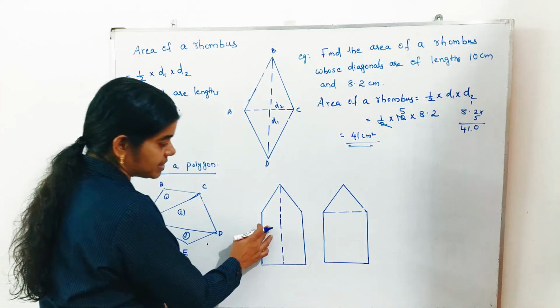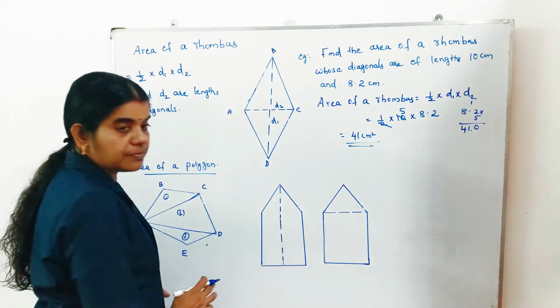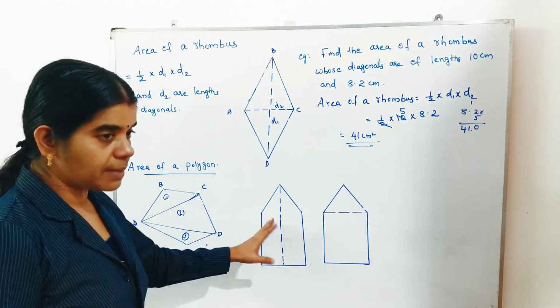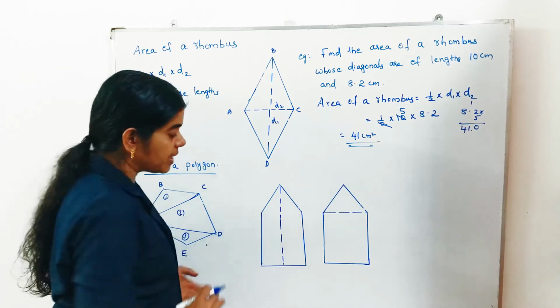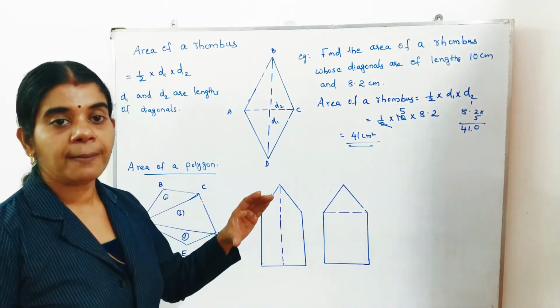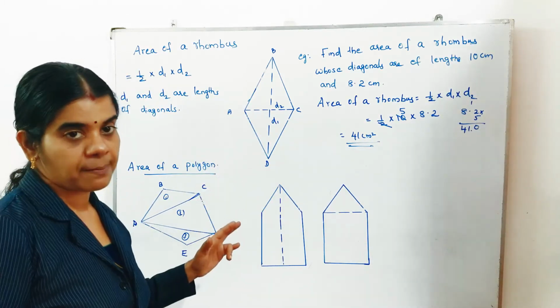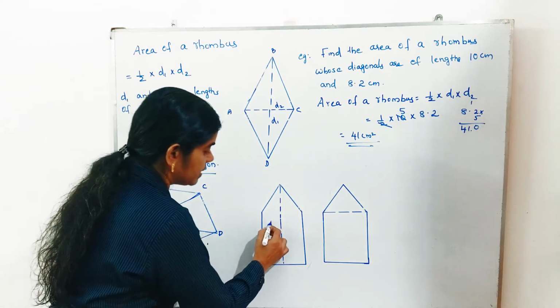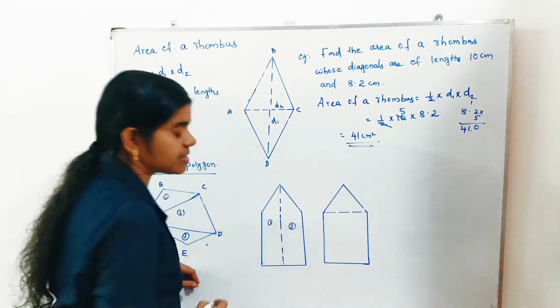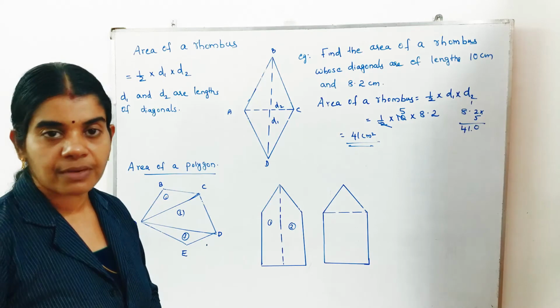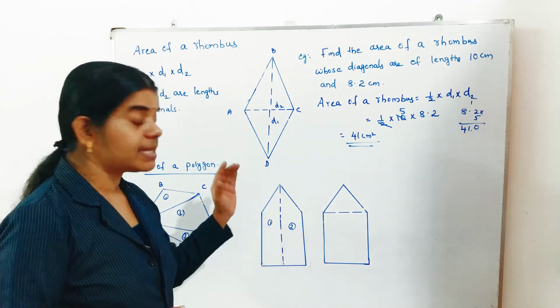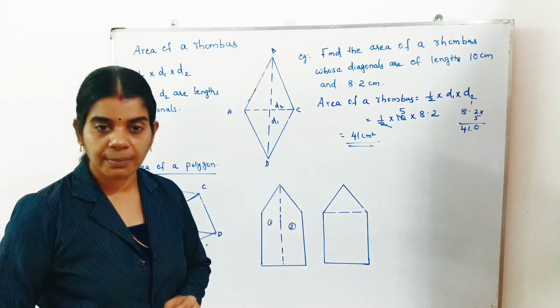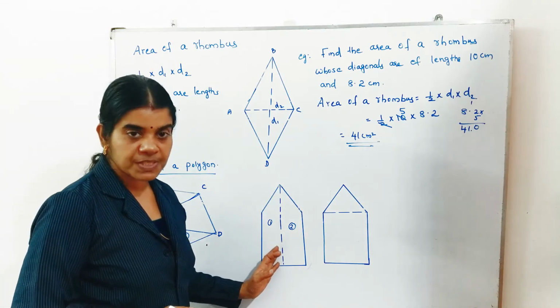This is another shape, and we want to find its area. By dividing it into two shapes, each one will be a trapezium, the first trapezium and the second trapezium. Each trapezium's area you can find out. The two parallel sides have lengths A and B. If H is also given, half H into A plus B gives the area of the first part.